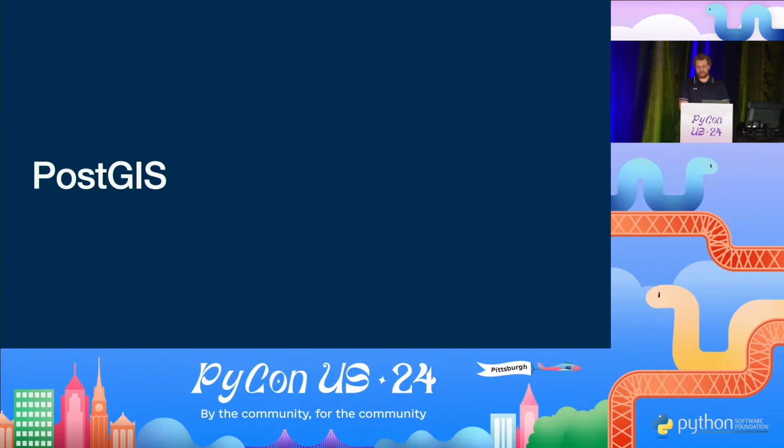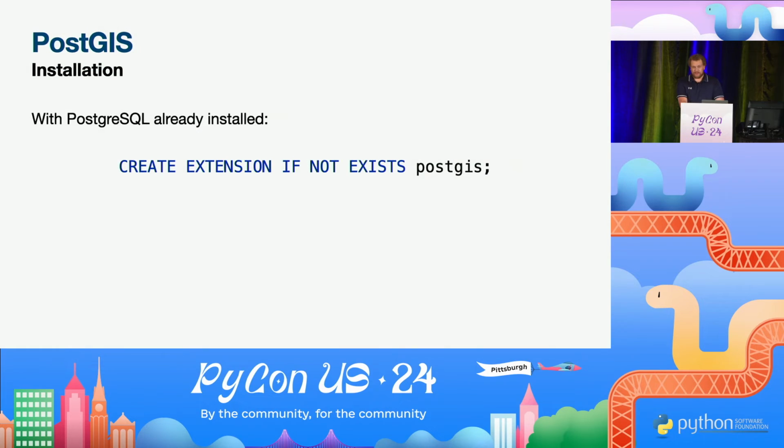PostGIS is an extension for Postgres. It allows you to work with geospatial data inside of Postgres. So to install it, I'm going to assume that you already have Postgres installed on your machine. It's really simple. Just create extension. I like to use if not exists, PostGIS. If you have some type of specialty need for installing it, the actual PostGIS website has plenty of instructions on there to help you through.